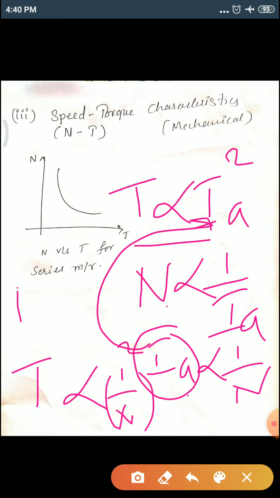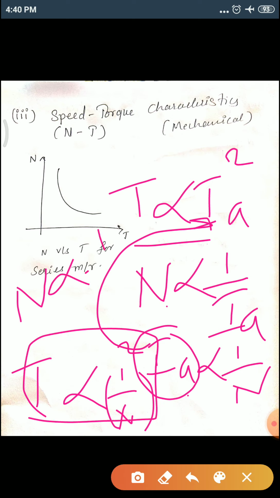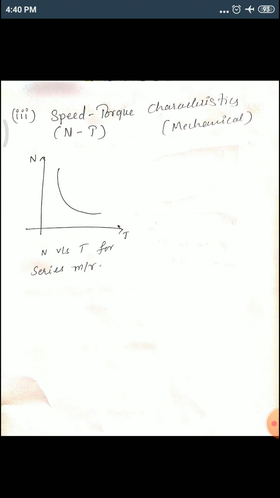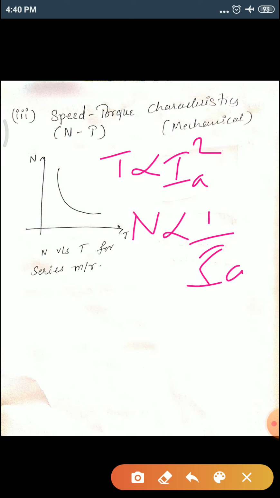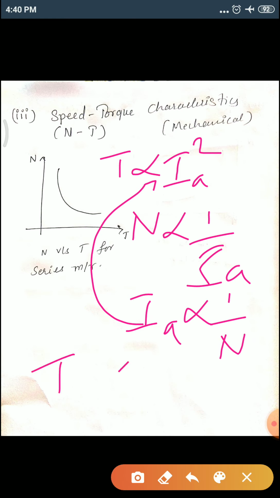If you'd like to speak in other words, then we can write: speed is proportional to 1 by, taking the square root on both sides, the square root of T. I hope you have got this right. As we know from the first characteristic, T is proportional to Ia squared. From the second characteristic, N is proportional to 1 by Ia. In this equation, Ia is proportional to 1 by N also. Substituting this equation, T is proportional to (1 by N) whole squared.